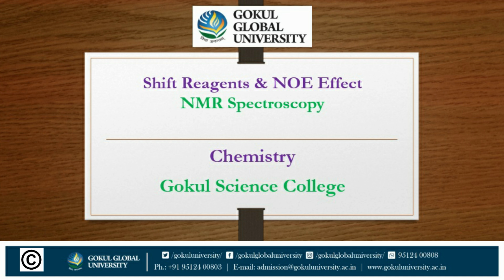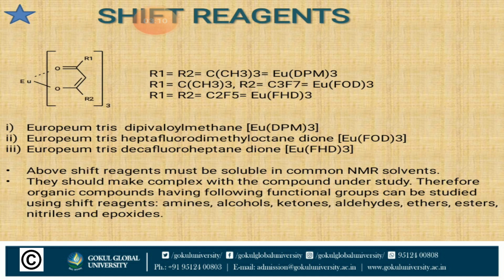Next are shift reagents in NMR spectroscopy. A shift reagent is a reagent added to a solution to induce chemical shifts and thus simplify complex spectra. So we start with the shift reagent. Here is an example of a shift reagent, a europium structure with R1 and R2 of an alkyl chain. Here the different R1 and R2 can be primary, secondary, or tertiary.